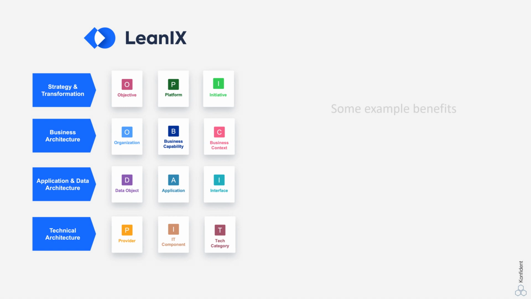Some example benefits of LeanIX. Strategic alignment. LeanIX facilitates the alignment of IT initiatives with business objectives, ensuring that technology investments support organizational goals. Change management. It aids in managing change by providing a clear understanding of current and target architectures, helping organizations assess the impact of proposed changes. Risk mitigation. By identifying redundancies, gaps, and risks in the architecture, LeanIX enables proactive risk management, enhancing organizational resilience.